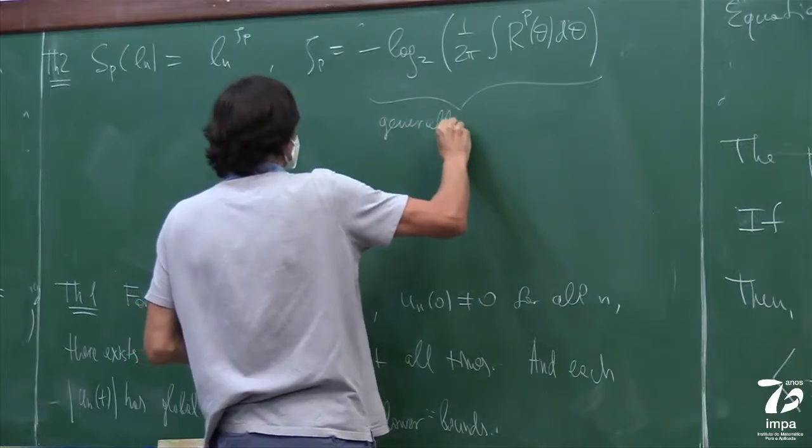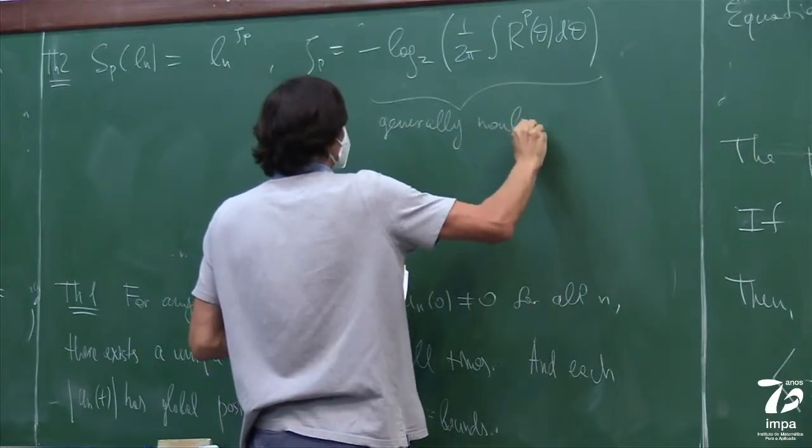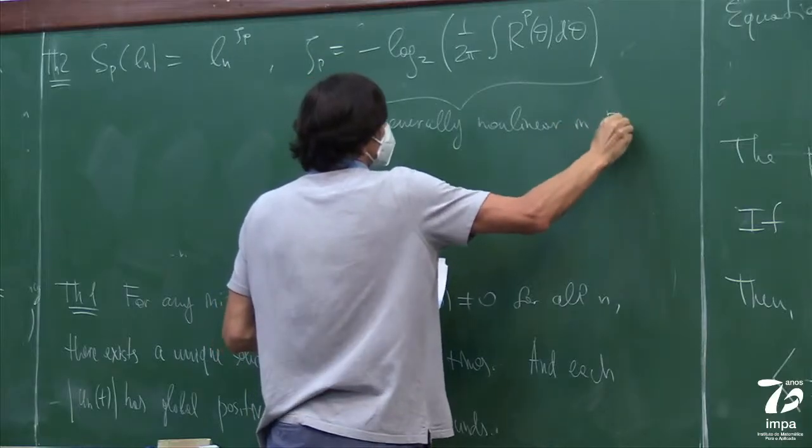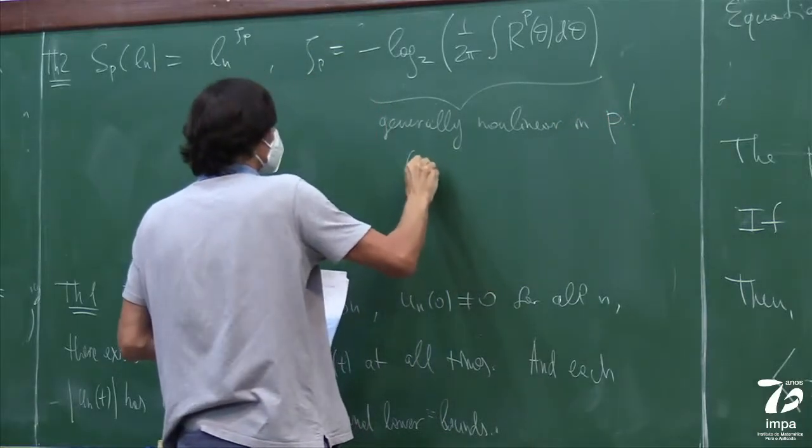Generally nonlinear in p, which means that the system is intermittent.